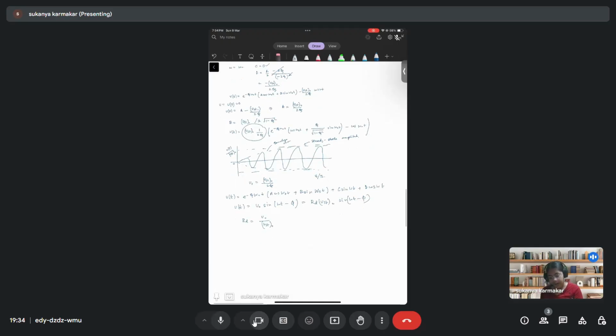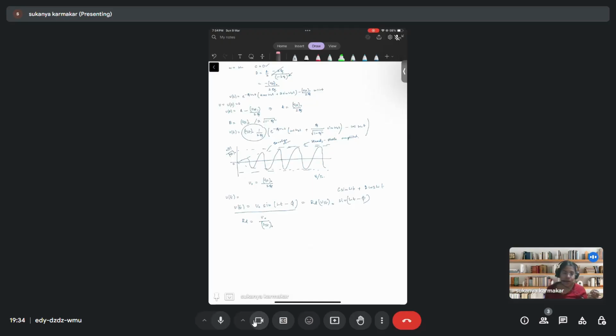How do I calculate this u naught? Here your u naught will be of the form... Let's assume there is no transient part of the solution. You are picking up only the steady state part of the solution. So this is the steady state part of the solution.